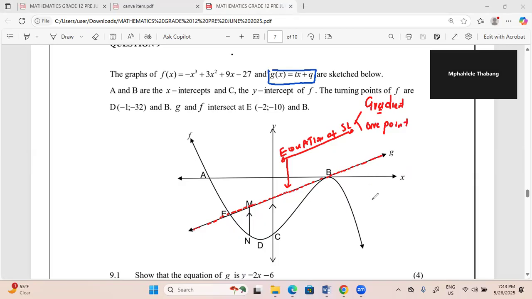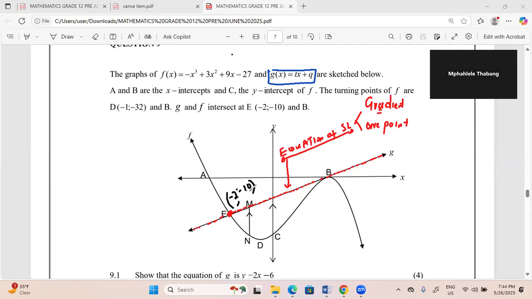So we are looking for the equation of G. We must have 1 point and the gradient. Now, we see that the line G passes through E, and we have been given the coordinates of E. We are told that E is (-2, -10). At least we have got 1 point on the line. So we will need to find the gradient.